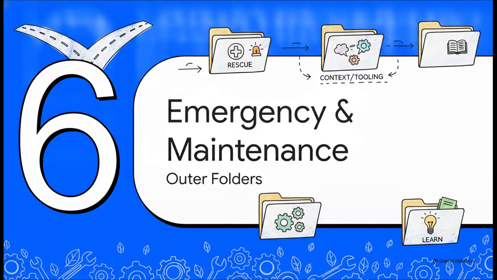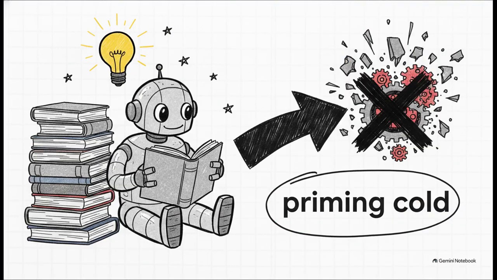Section 6. Emergency and maintenance. Rescue, context, tooling, learn. So while the main road gets the actual job done, outer folders like rescue, context, and tooling are what make the whole system sustainable. One of the absolute most critical maintenance actions lives right in the context folder. Prime this session cold.